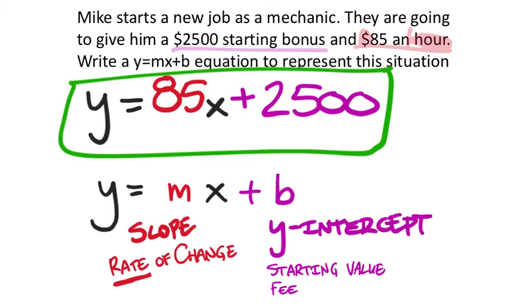Now, of course, if Mike works 0 hours, they'll probably ask for the bonus back. In real life, usually if you have some kind of starting bonus, then you're committed to working for at least like 3 months or something like that. They'll give you a contract, and if you breach the contract, then they make you pay the money back. So the equation is realistic so long as Mike meets the contract.